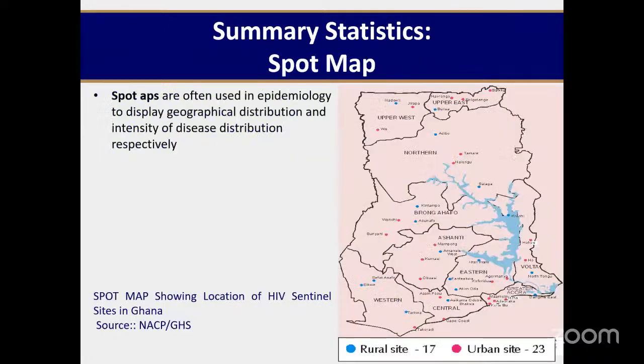The next one is spot maps. In some situations, a spot map can tell you a lot of stories. You can have a spot map, as we have on our right here, which shows the geographical distribution of the various regions and the location of the HIV sentinel sites in Ghana.